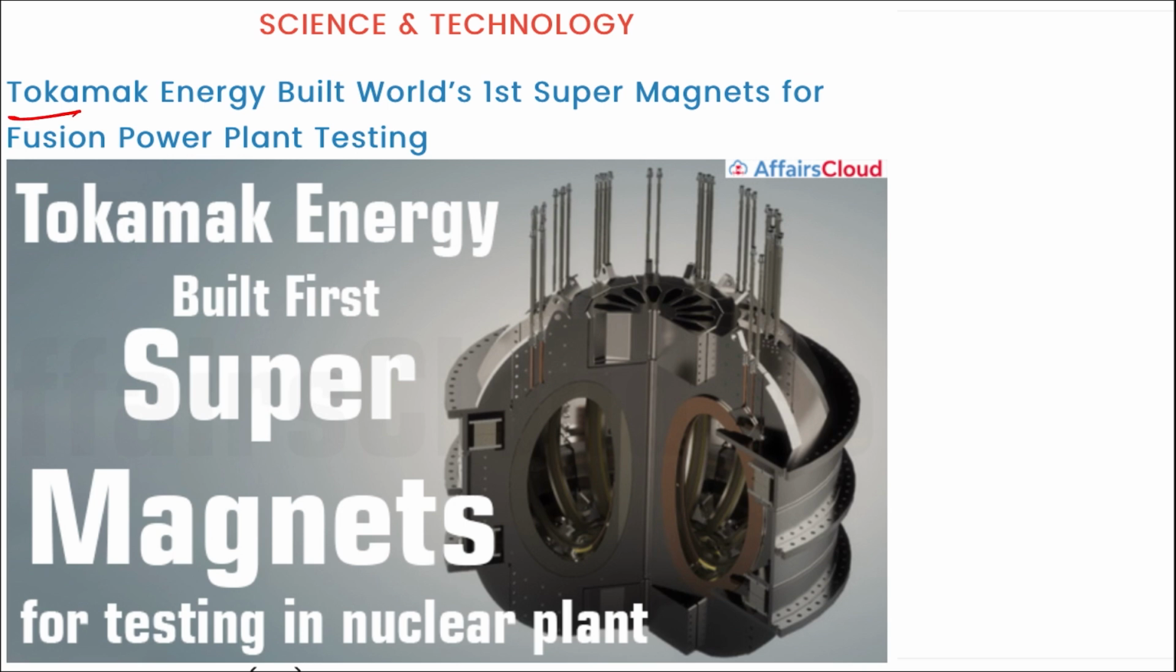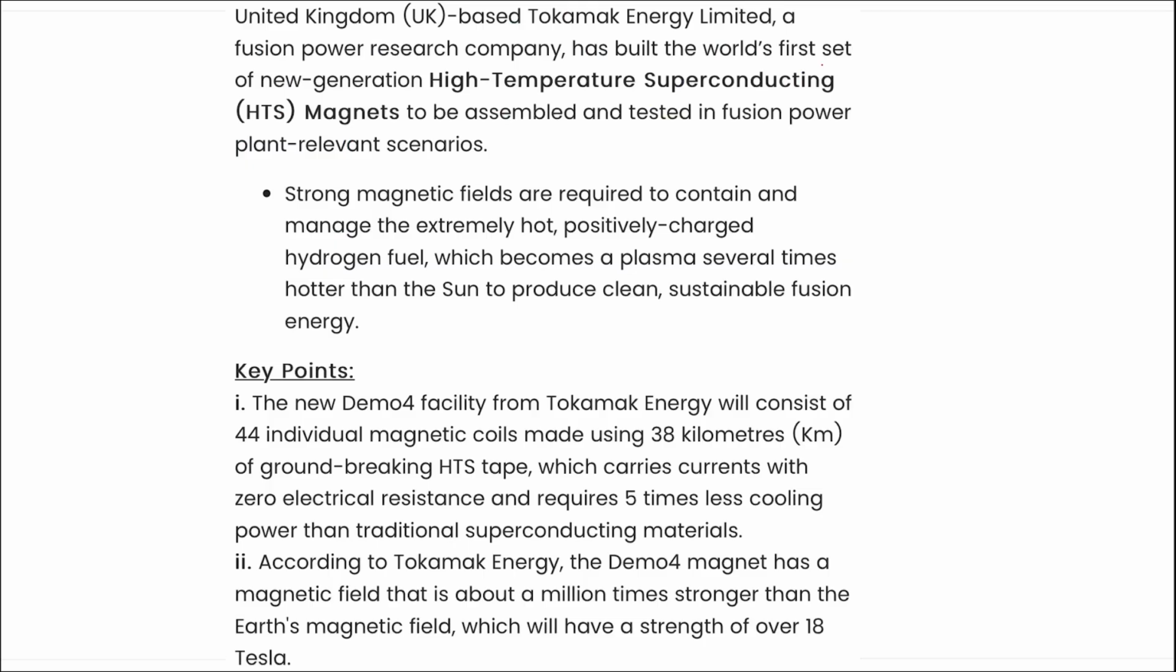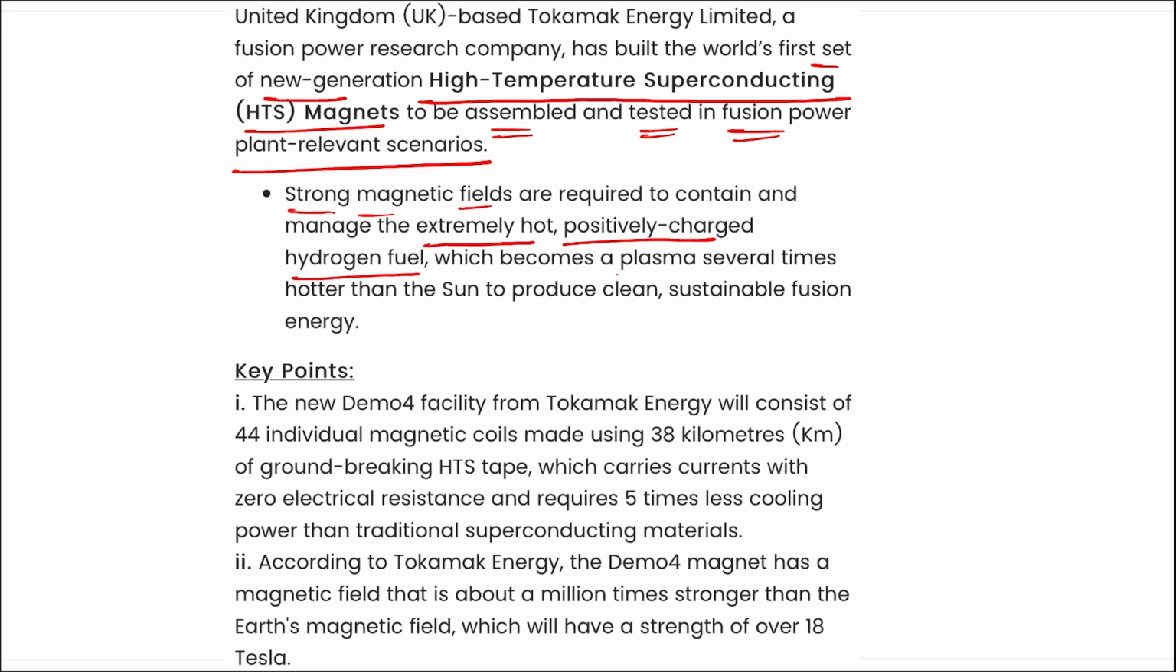Next is Tokamak Energy built world's first super magnets for fusion powered plant testing. I repeat, recently, if we talk about it, UK based Tokamak Energy Limited, a fusion power research company, has built the world's first set of new generation high temperature superconducting magnets to be assembled and tested in fusion power plant relevant scenarios. These strong magnetic fields are required to contain and manage the extremely hot positively charged hydrogen fuel, which becomes a plasma several times hotter than the sun to produce clean, suitable, sustainable energy.